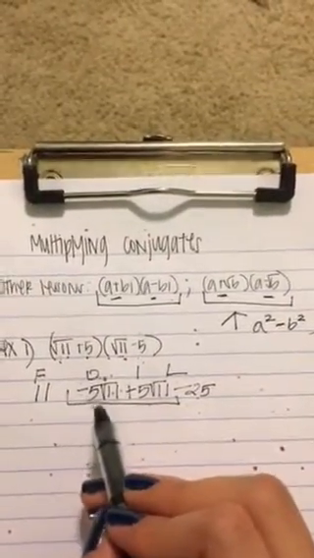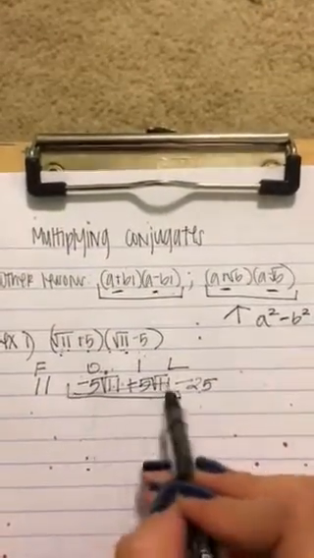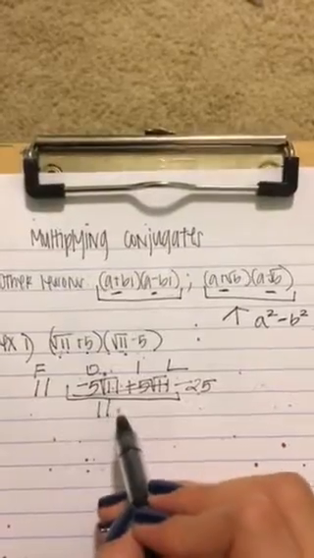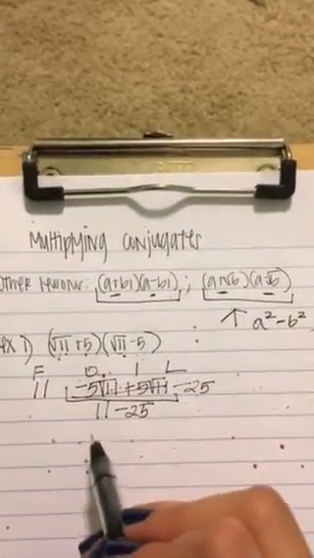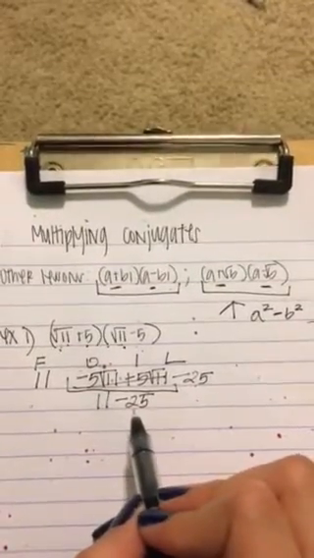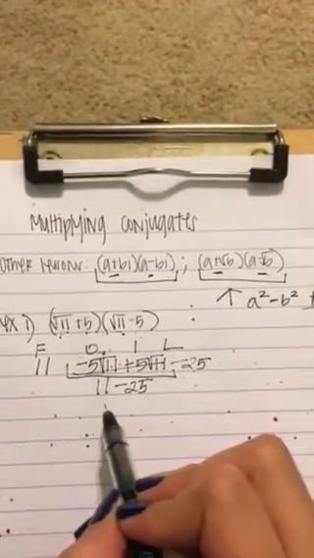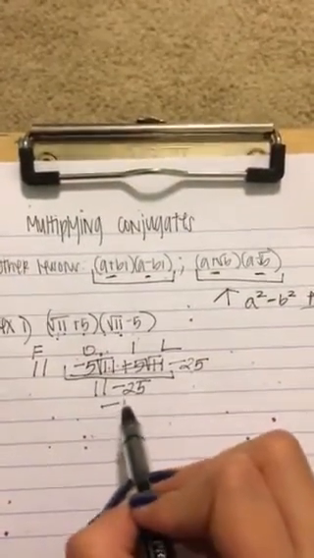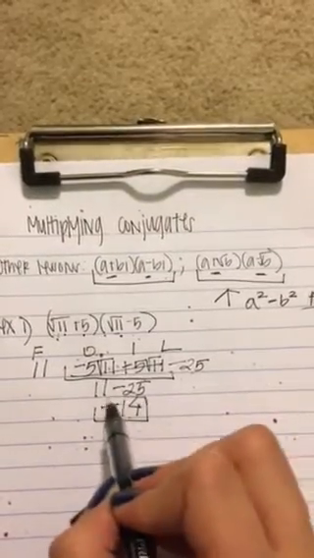That is 25. Then you combine like terms, and negative 5 square root 11 plus 5 square root 11 cancel out, and you're left with 11 minus 25. From here you can simplify further. 25 minus 11 equals 14, so your answer is negative 14. And this is using FOIL.